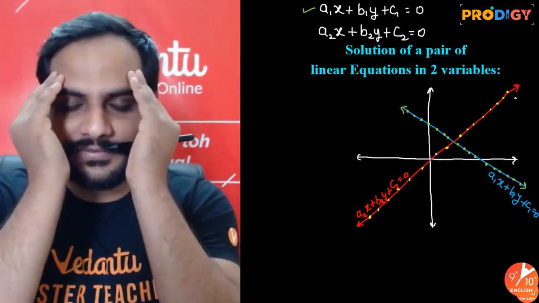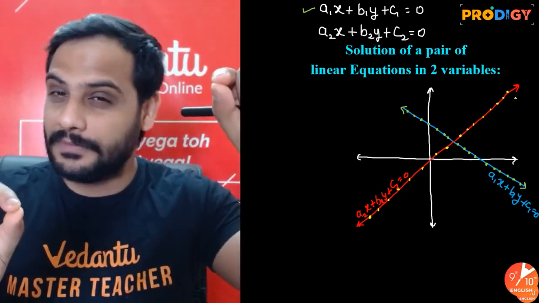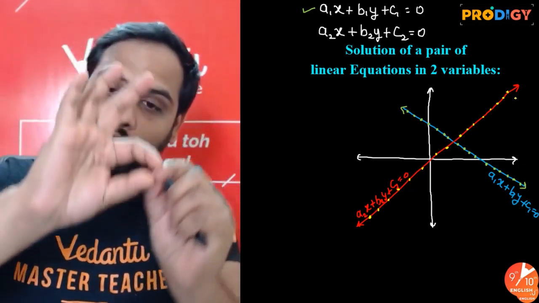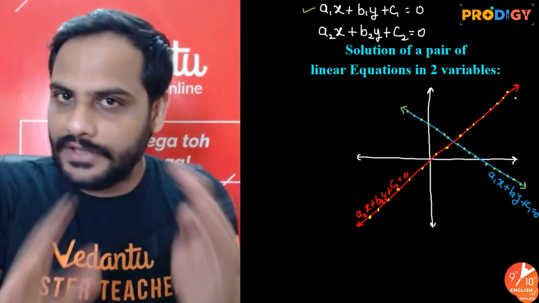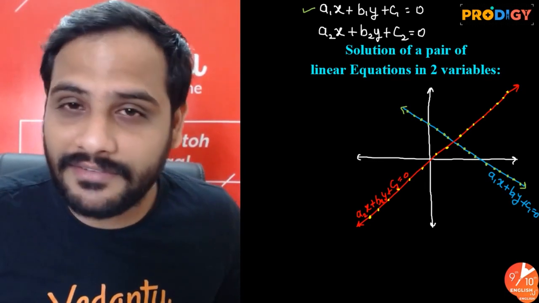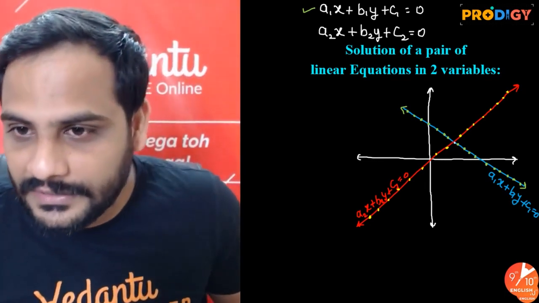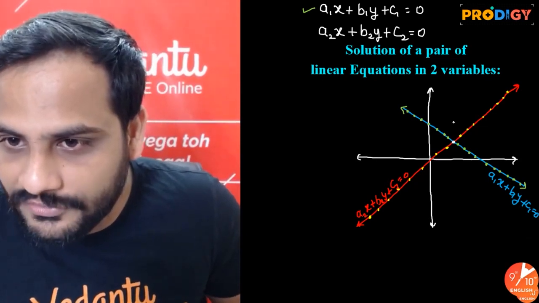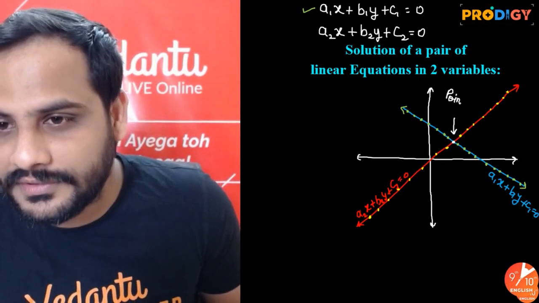Obviously this will come to your mind: okay sir, I got it. All the points on the blue line represent the solution of the first equation. All the points on the red line represent the solution of the second equation. I am very okay with it, sir. But the main curiosity which I have right now is about the point where these two lines are intersecting.